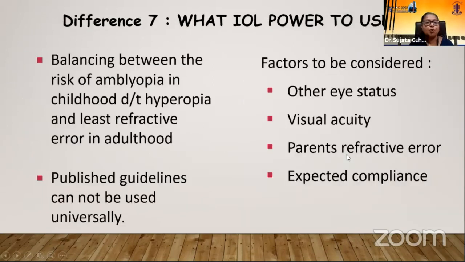But there is no one rule that fits all children. We need to look at other things like the other eye status, the visual acuity of the other eye, parents' refractive error, and then decide on the target post-op refraction. For example, if the parents' refractive error is myopic, then we aim for a higher hyperopia. If we expect poor compliance with glasses, then we don't keep a very high hyperopia. We keep a lower hyperopia, compromising on a myopic shift towards the later teenage years.